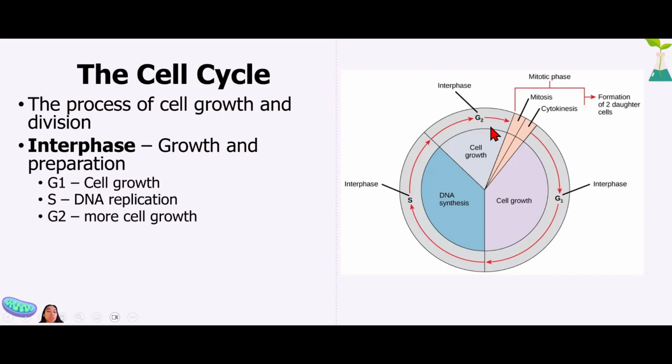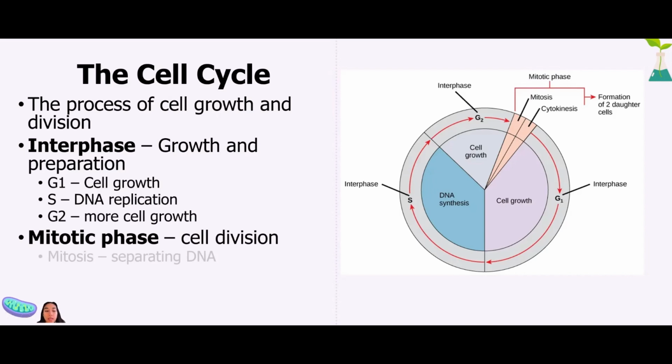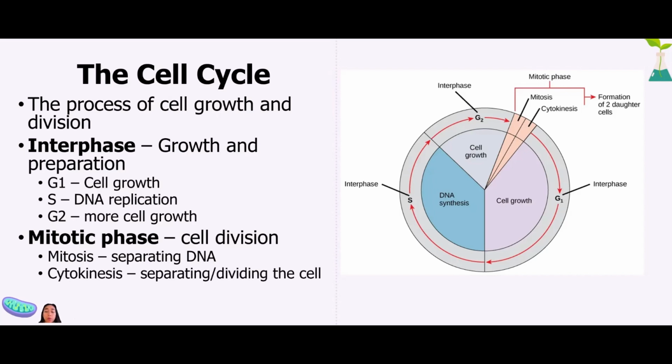And then we go into G2. G2 is just more cell growth. The cell is preparing itself until it gets into the mitotic phase. In the mitotic phase, the cell is actually actively dividing in half. There are really two main parts. There's mitosis, where the cell is trying to organize its DNA and make sure that its DNA is separated into two parts equally. And then there's cytokinesis, where the rest of the cell divides. All of the other organelles, the cytoplasm, and then finally the cell membrane just splits in half. And so we end up with two daughter cells at the end of the cell cycle. And then this just keeps going over and over again.